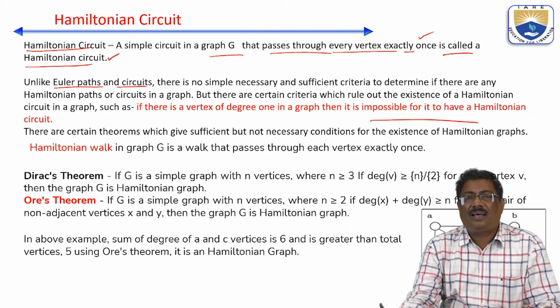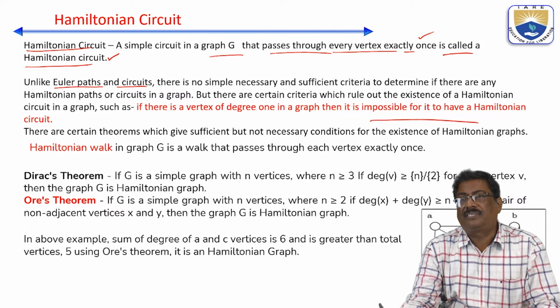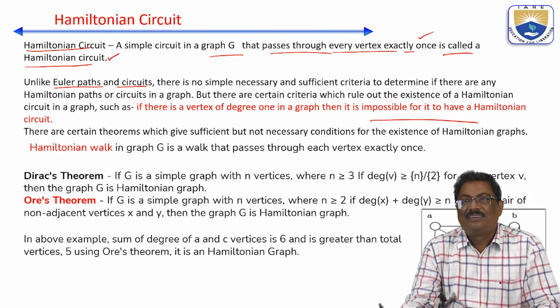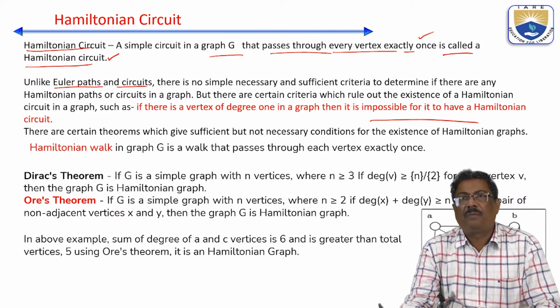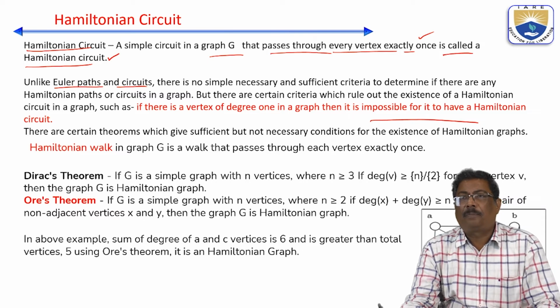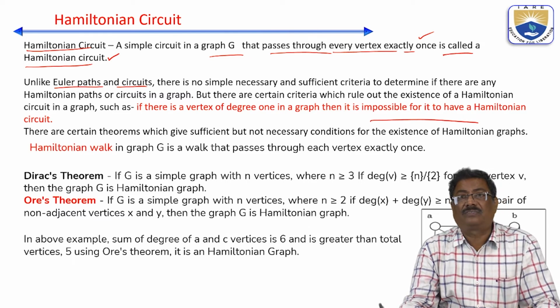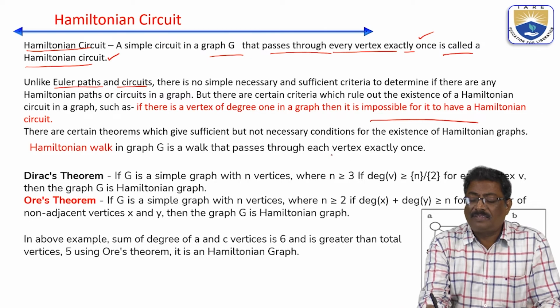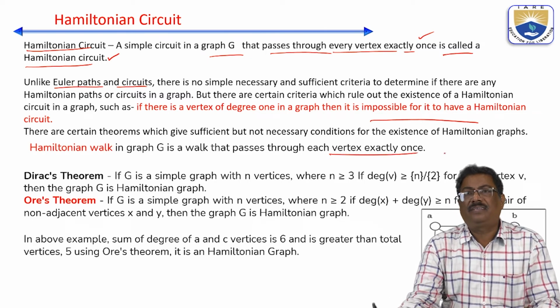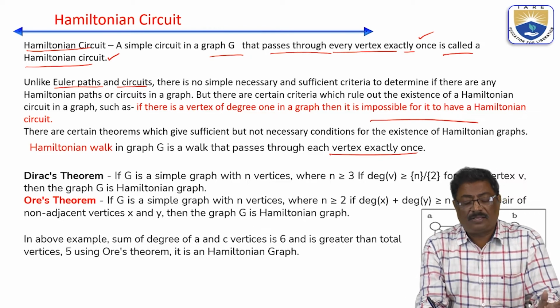And there are certain theorems which give sufficient but not necessary conditions for the existence of a Hamiltonian graph. A Hamiltonian walk in the graph is a walk that passes through each vertex exactly once. That means it is an open walk. Now let us go for the theorems.